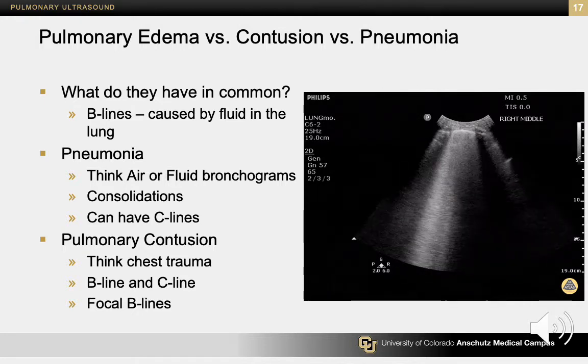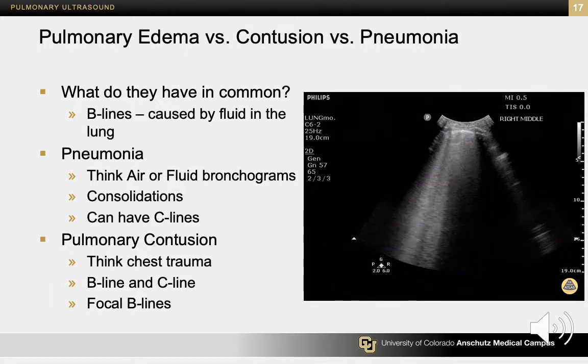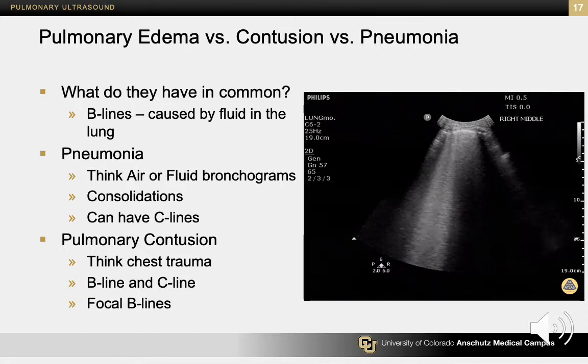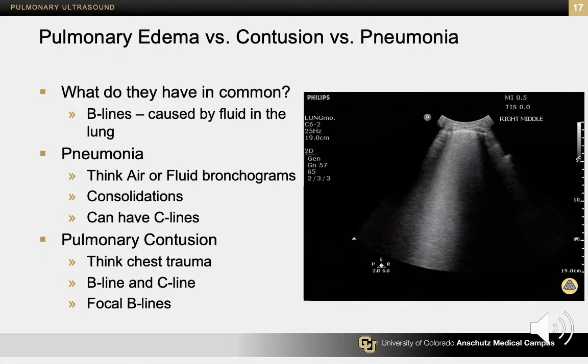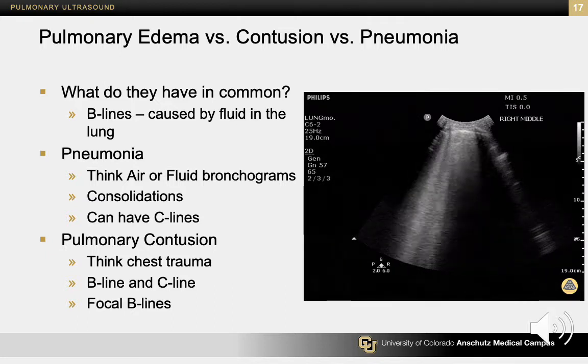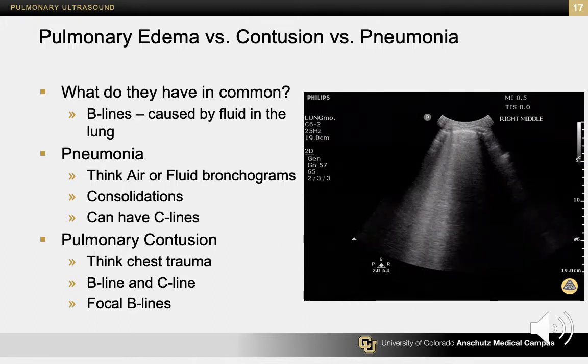Okay, so this is an example of B lines here. We've got skin up here, chest wall, and the visceral parietal pleural interface right here, the bright white line. As you can see, there are no horizontal lines coming down here, but you can see these rays of light, or some people call them rocket tails. These are what we're talking about when we say B lines, these tails coming down. That's artifact created by fluid within the lung itself.